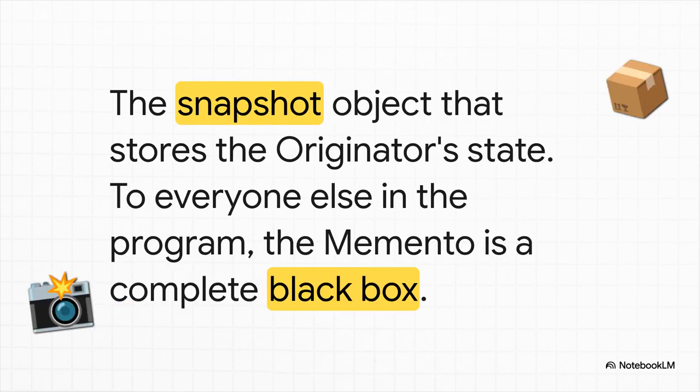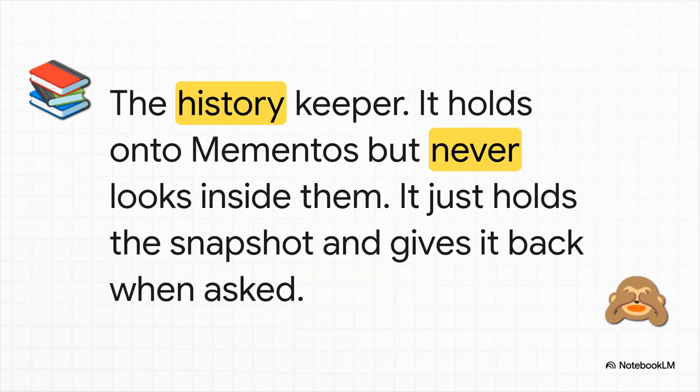Next, we have the memento itself. This is the actual snapshot, the saved state, the time capsule. When the originator wants to save a checkpoint, it creates a memento and bundles up its current state inside. But here's the absolute genius part. To everyone else in the program, this memento is a complete black box. You can't see inside. And that brings us to our third player, the caretaker.